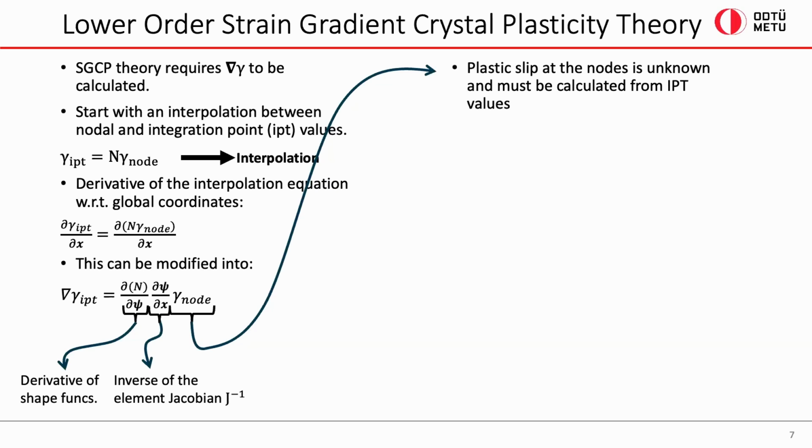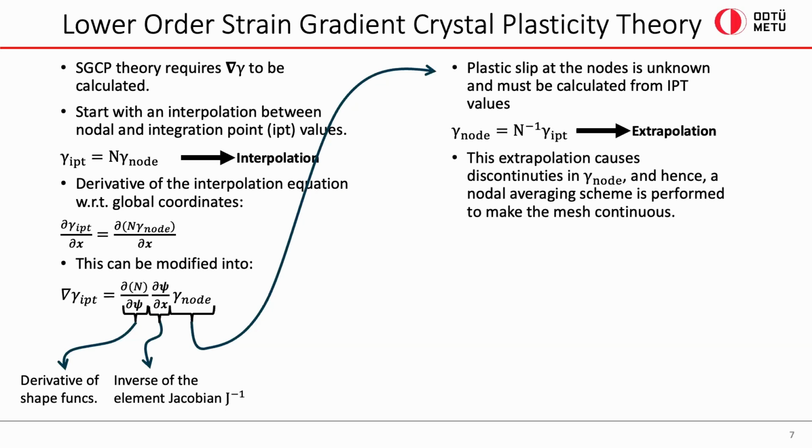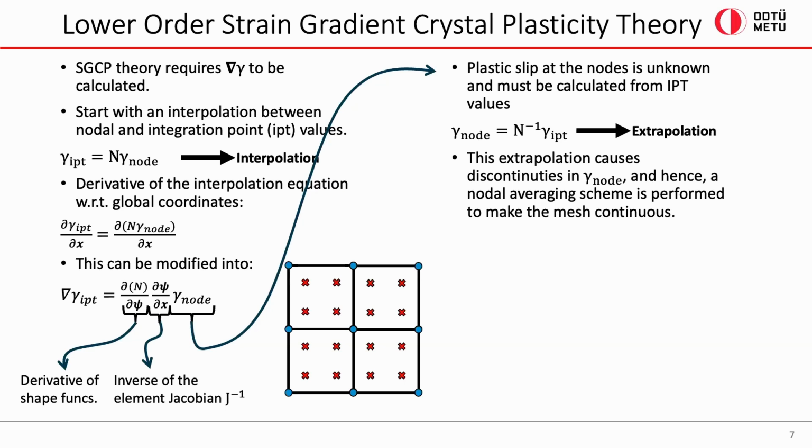Like I said, we don't know this yet. We only know plastic slip at the integration points. So the integration point values must be extrapolated to the nodes such that we can finally complete this equation and obtain plastic slip gradients. So how does this extrapolation work? We modify this interpolation equation to become an extrapolation by multiplying both sides with the inverse of the shape functions. Now we can multiply inverse shape functions and plastic slip at the integration points to get plastic slip at the nodes. So here we have a small problem.